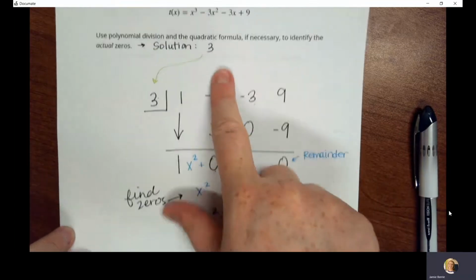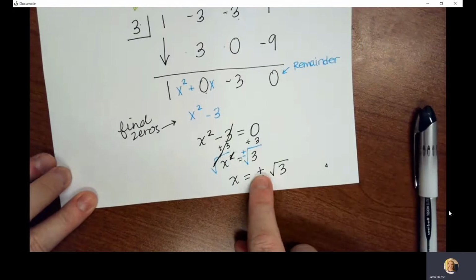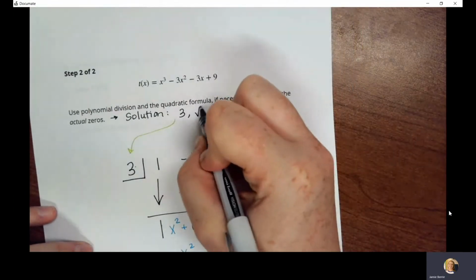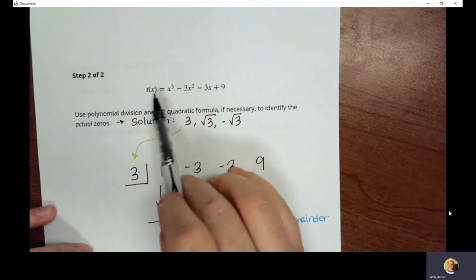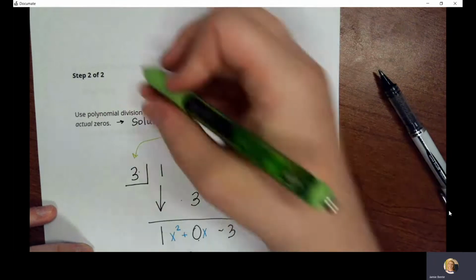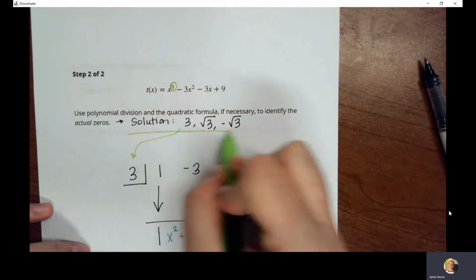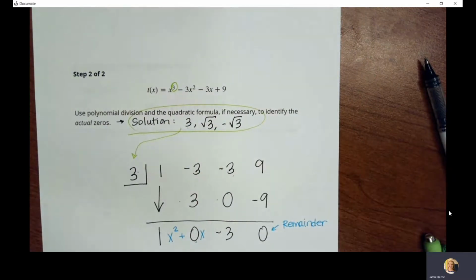So going back up here, we're going to write our solution. So there's our last 2 zeros, positive square root of 3 and negative square root of 3. All right, so we had 3, positive square root of 3, and negative square root of 3. Again, we knew that we were going to have 3 zeros because the degree was 3. All right, so 1, 2, 3. There's our 3 solutions, our 3 x-intercepts, our 3 zeros. Okay.